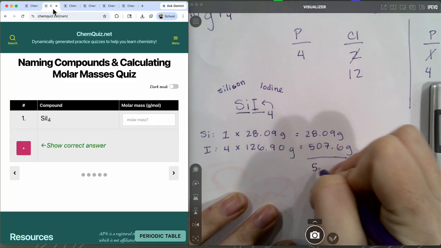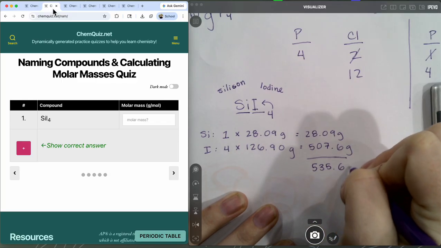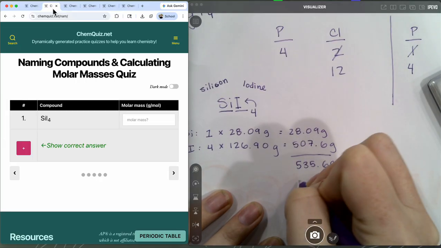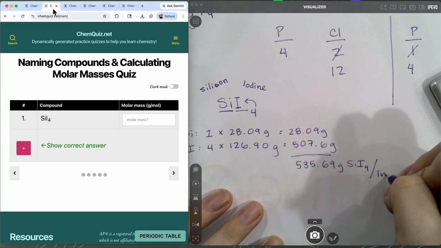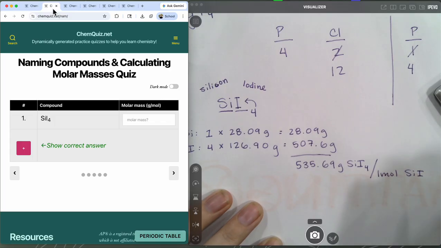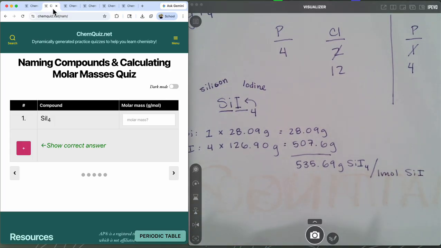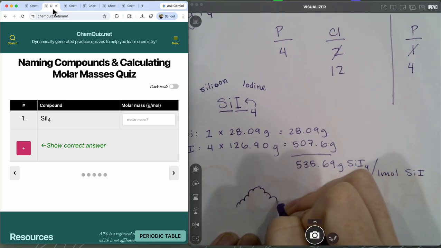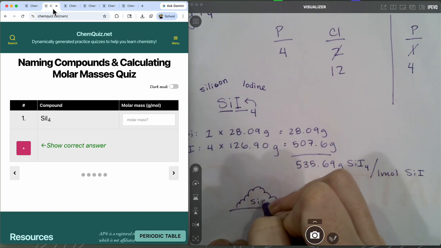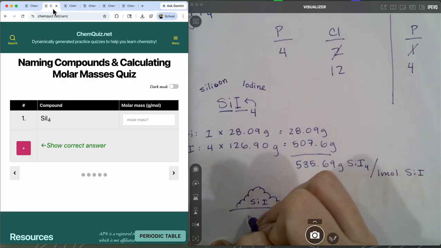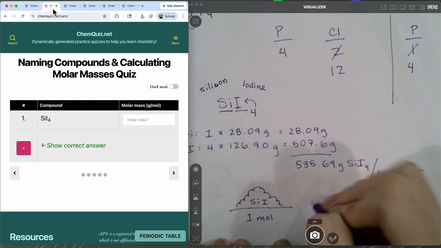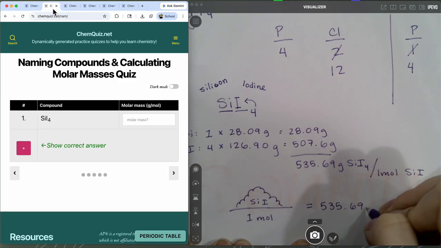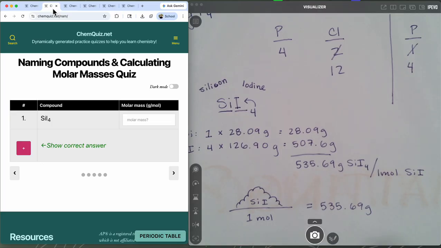Okay, so 535.69 grams of silicon iodide per 1 mole of silicon iodide. So that's what that tells you. So is it basically the same as how much it weighs per one? Yes, if we have 1 mole of this, so here's the pile of silicon iodide. If this is exactly 1 mole, I don't even have to weigh it. I know that it automatically weighs 535.69 grams. Automatically.